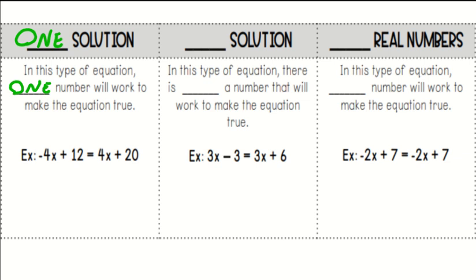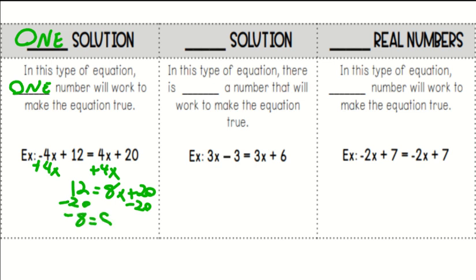X equals some number. For the example here, I add 4x. So I got 12 equals 8x plus 20. Subtract 20. So I got negative 8 equals 8x. We get x equals negative 1. One answer. Okay? Like I said, those are the normal ones.